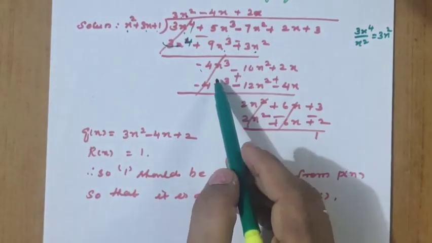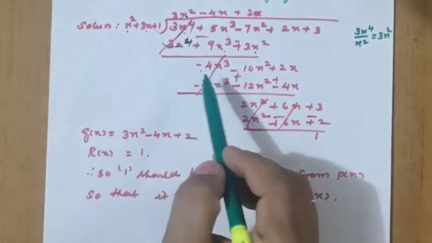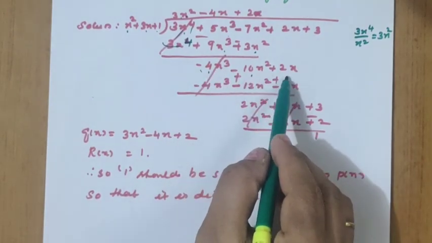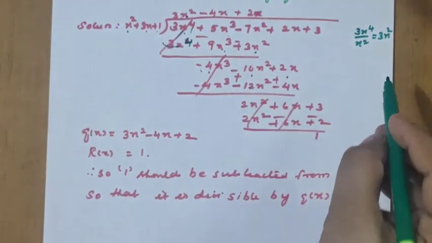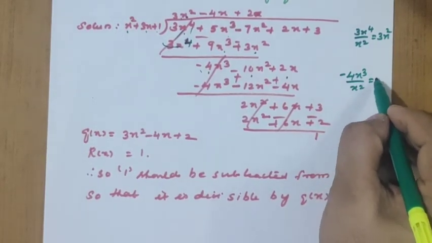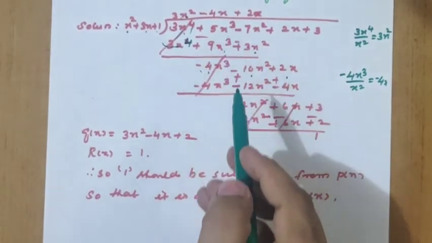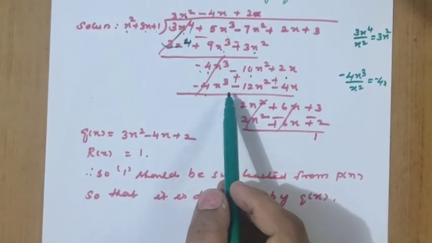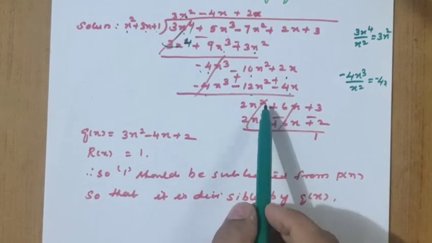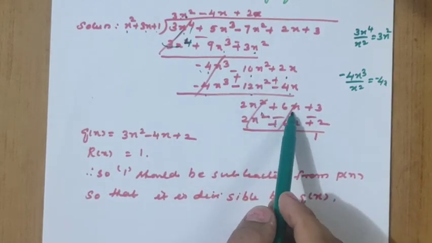Then subtraction, we should change the sign and add. So the first term will get cancelled. So here minus 4x cube minus 10x square. Then the next term 2x. Minus 4x cube divided by x square, so it is minus 4x. So minus 4x, again multiply. Minus 4x cube minus 12x square minus 4x will get change of sign. Then we will get 2x square plus 6x plus 3.